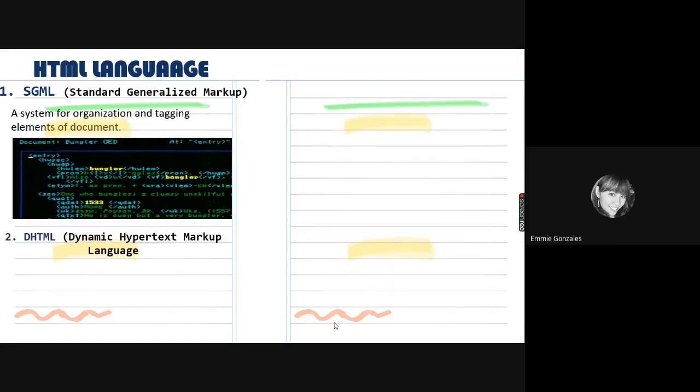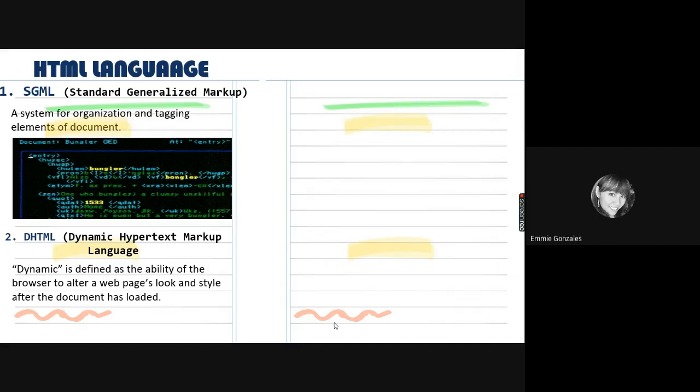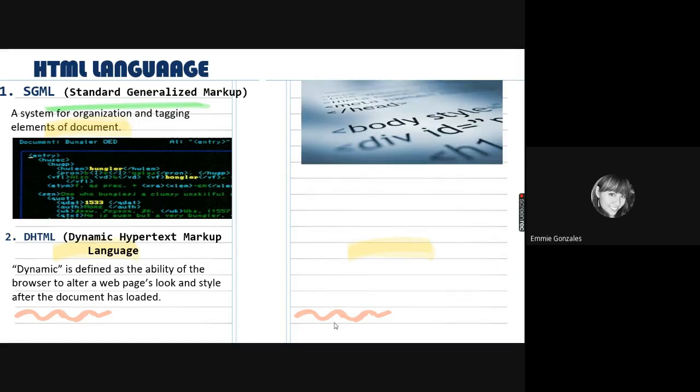The other one is the dynamic hypertext markup language. Dynamic is defined as the ability of the browser to alter a web page's look and style after the document has loaded. When you say alter, you can edit it. Dynamic HTML has features to build dynamic web pages, and it is used to create interactive websites. So that is DHTML.